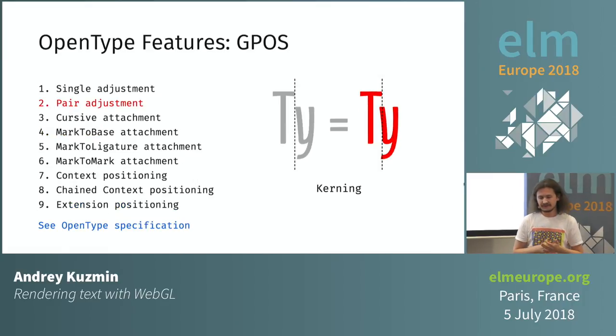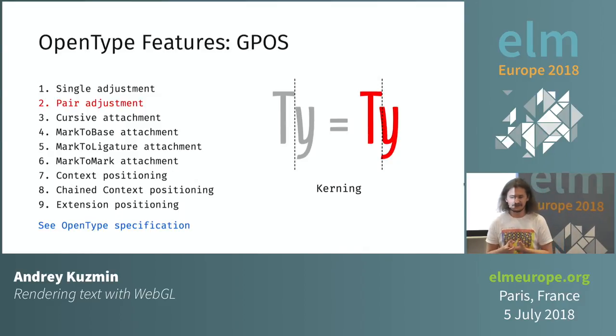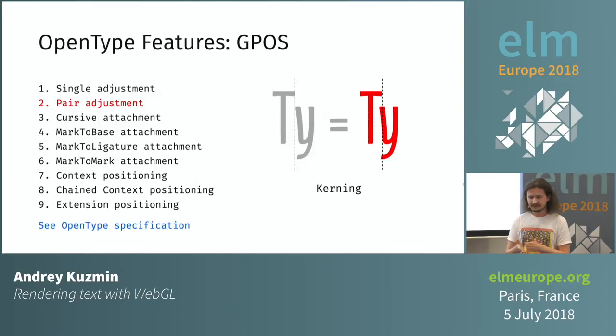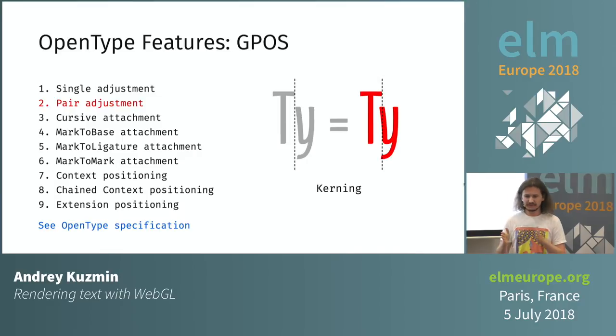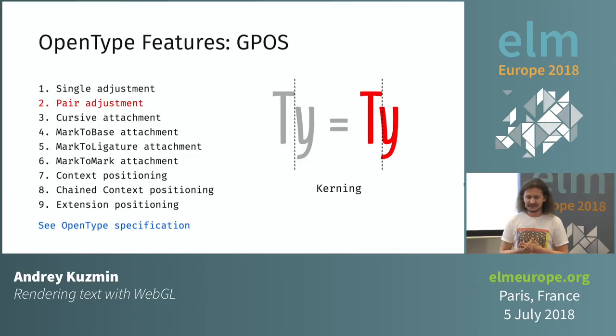Another feature is the positioning feature. It lets you control the position of the letters in the text. And in this case, I implemented kerning. Kerning is a way to compensate the white space so that text looks nice without gaps.